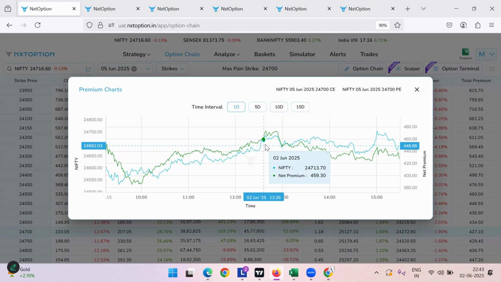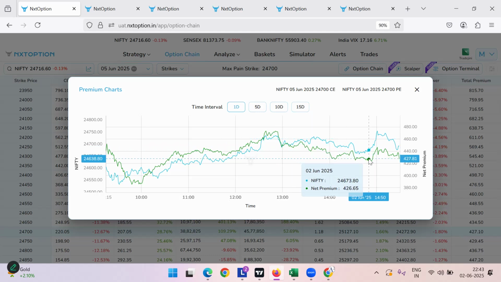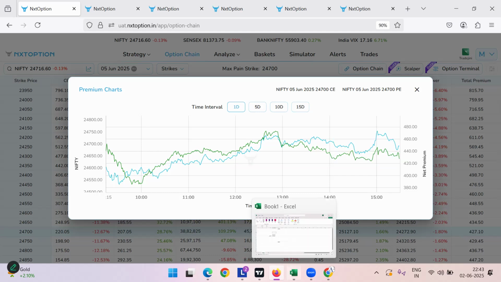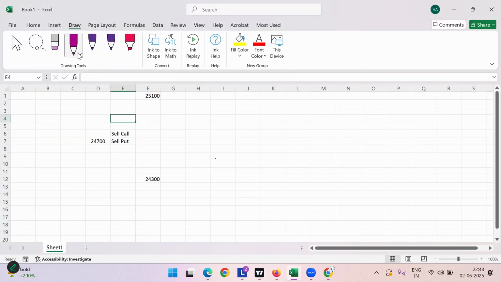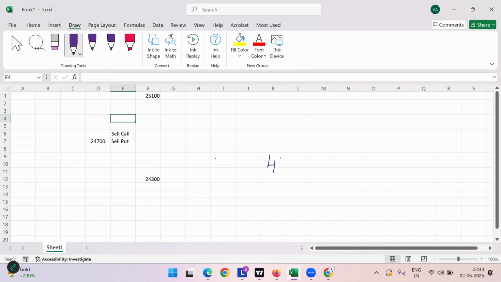You can see here you would have collected a net premium of 451. Then, as the market started going for a direction, the premium shot up to 471, and then it came down to 426 and finally closed at 427. Now, typically in a sideways market, assuming the market was very range bound and less volatile, the 430 premium can drastically go down to 370 due to theta decay.